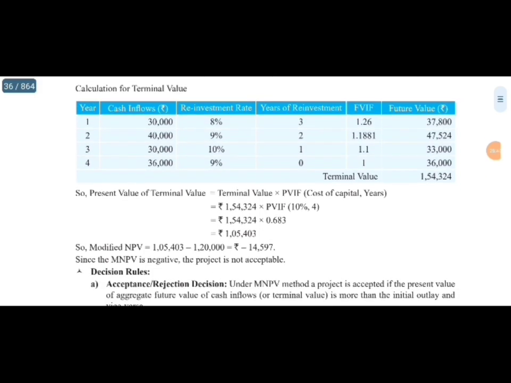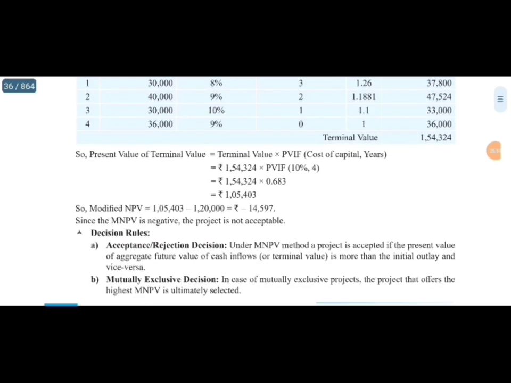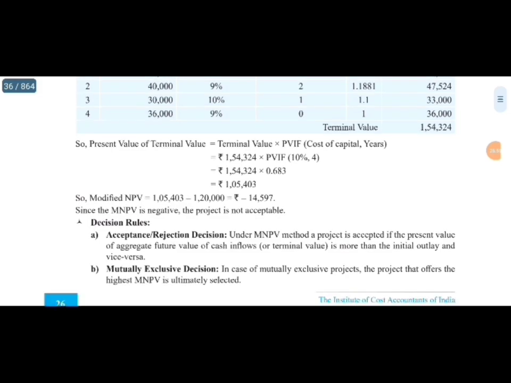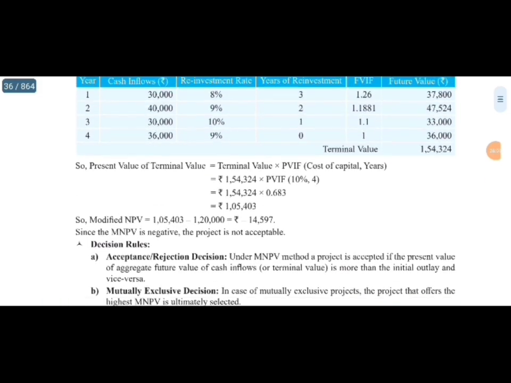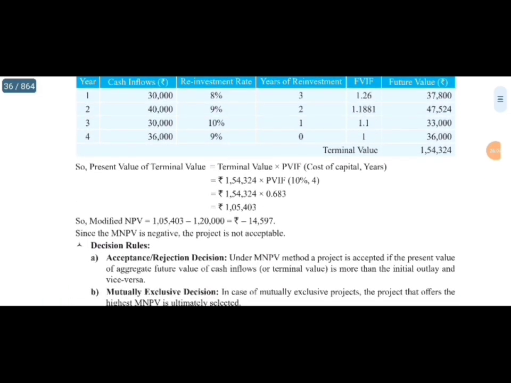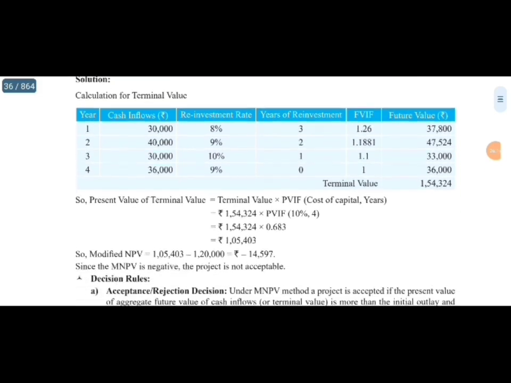That is 1 divided by 1 plus 10% power of 4, which is 0.683. Multiplying with this, we will get 1,05,403. So we have calculated the present value of cash inflow.